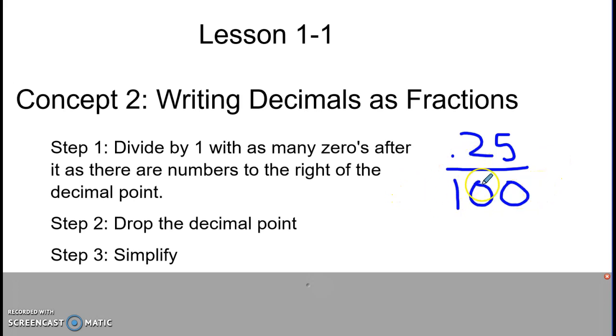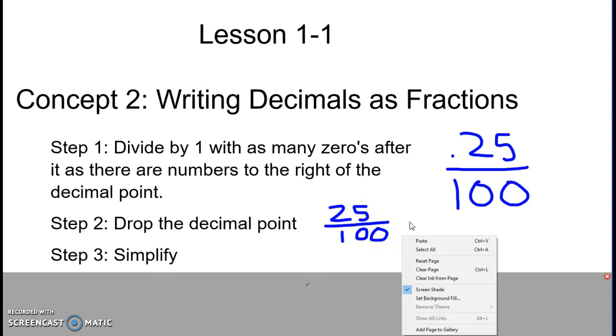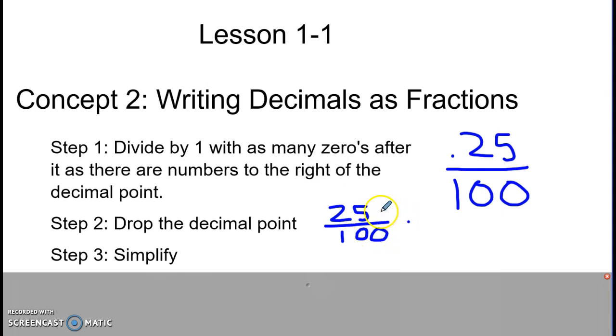All right. Once you do that, you'll drop the decimal point. So it becomes 25 over 100. And then you'll simplify. Now I know that 25 is a factor of 100, so I can turn it into dividing each by 25. 25 divided by 25 is 1, and 100 divided by 25 is 4, and unsurprisingly, my answer becomes 1/4. And that's all there is to it.